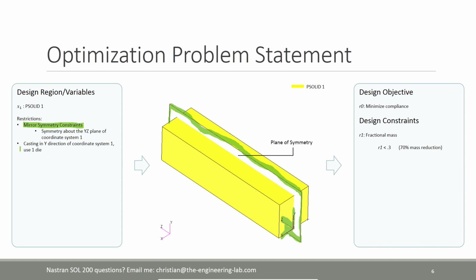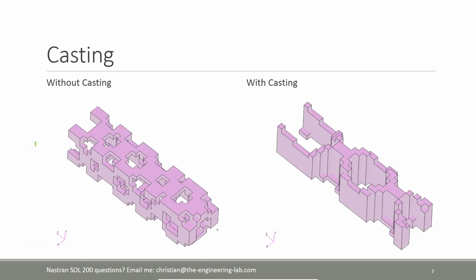The other thing we want to specify is a casting constraint. On this slide I have an example of why it is necessary to impose this casting constraint. If we just impose a mirror symmetry plane, you can see here that we would achieve symmetry, but we would achieve a design that cannot necessarily be manufactured. Once we impose this casting constraint here on the right, we do get symmetry, and in addition, we get something that can be cast.